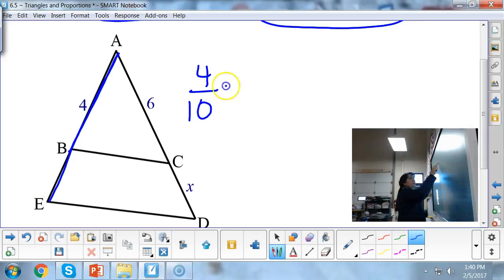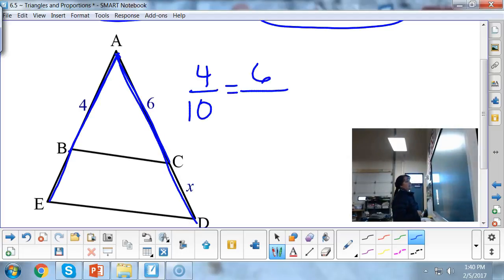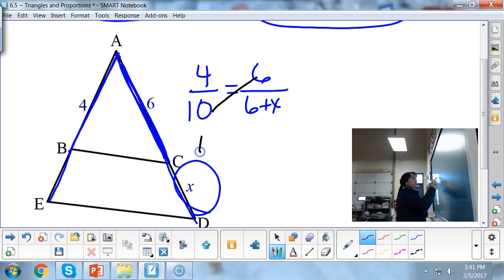So 4 over 10 is equal to, and this is going to be a little bit tricky, AC is equal to 6, and then this is the tricky part. AD is 6 plus x, because it's this distance from A to C plus this distance to get the whole thing. So once again, I'm going to cross multiply to solve. I have 10 times 6 is equal to 4 times all of this.